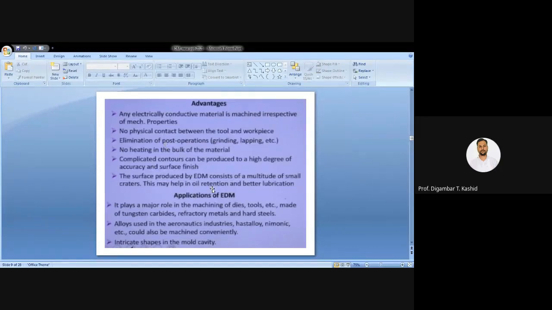The next advantage is that the surface produced by EDM consists of a multitude of small craters. This may help in oil retention, because the surface generated is a combination of these craters. Somewhere these craters overlap, correct? So this kind of matte finish is generated. Because of this, the craters are visible on the EDM surface.